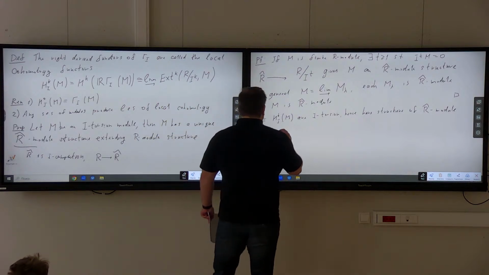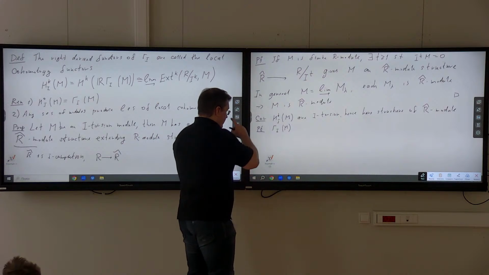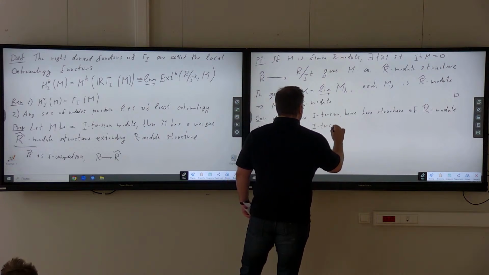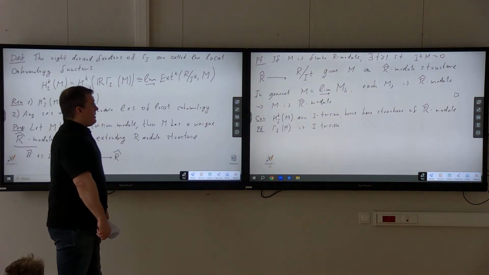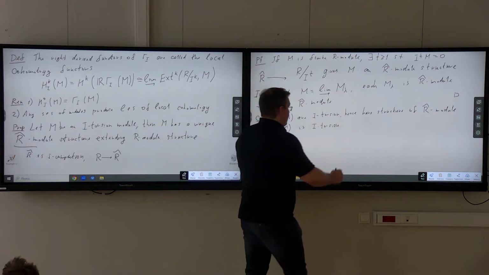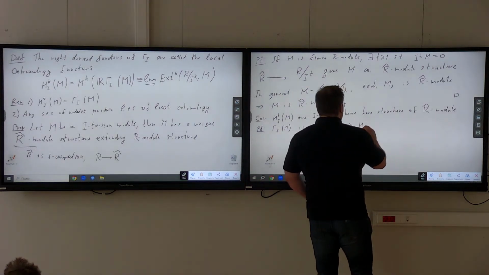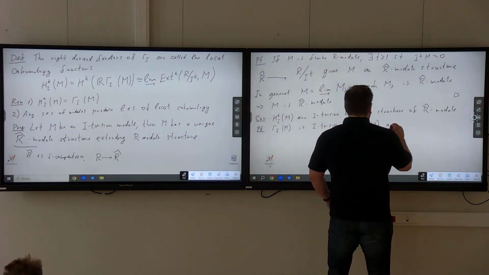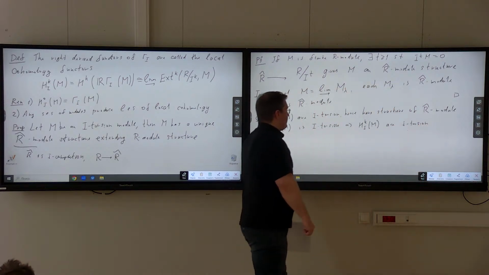Well, the proof is relatively easy. First we can notice that the gamma sub I of M is an I torsion module. This is just because gamma sub I is idempotent. This is an easy observation, but from it we immediately can see that all local homology are also I torsion, right?